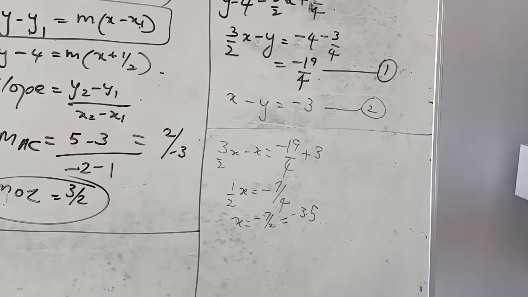If you recollect, this was exactly the same value for the x coordinate of the circumcenter which we found by the distance formula. Substituting this value of x, minus 3.5, in any of these equations, you will get the value of y as minus 0.5.